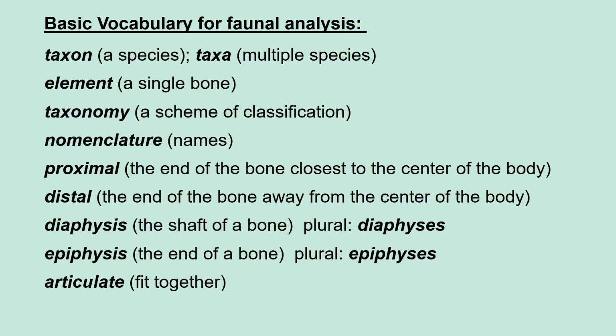Proximal is the end of the bone closest to the center of the body. Distal is the end of the bone away from the center of the body. A diaphysis refers to the shaft of a bone, and in plural, diaphyses. Epiphysis is the end of a bone, plural, epiphyses. So one diaphysis has two epiphyses. Articulate refers to fitting together.